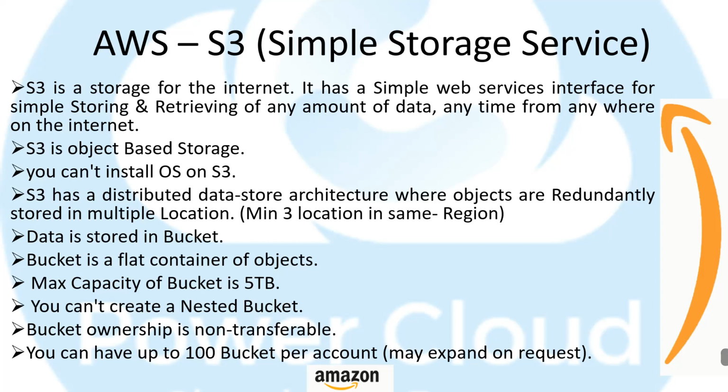The bucket name should be unique. Bucket ownership is not transferable, right? We can have up to 100 buckets per account, maybe extended on request. It means if you want more buckets in your one AWS account, you can go to AWS support and request them, and they will increase the bucket limit, but by default you can have up to 100 buckets per account, right?